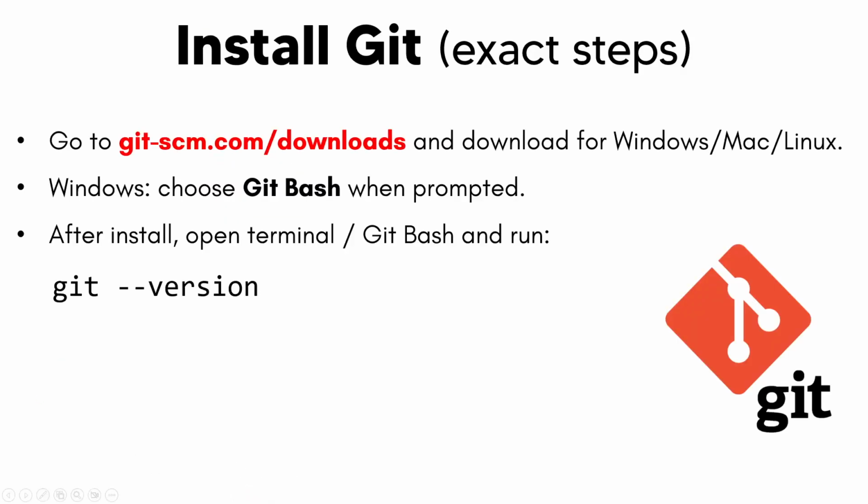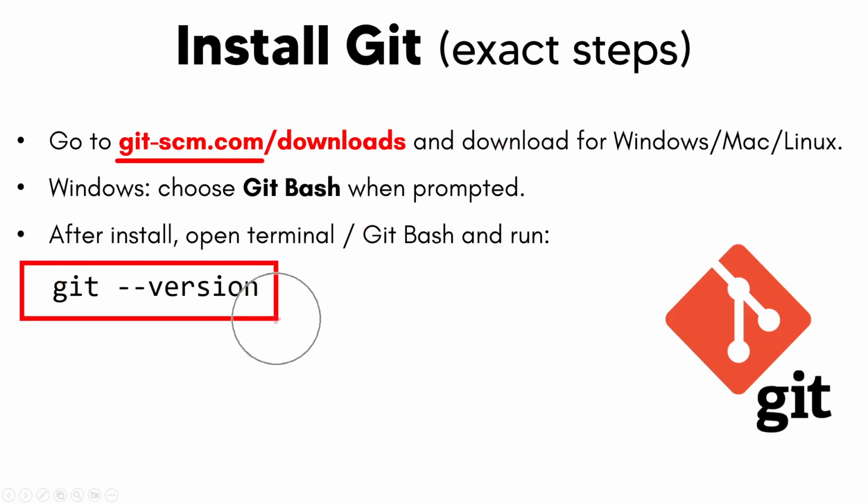I have showed you how to install Git all by simply visiting this website here, right? And then you can select your operating system, and then that's it. Okay, so after you've installed Git, we need to confirm if Git is really installed on our PC.